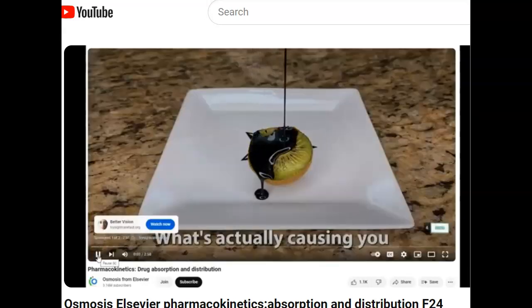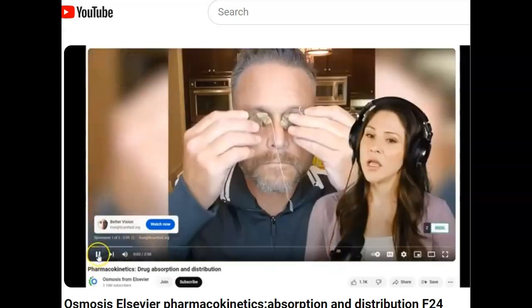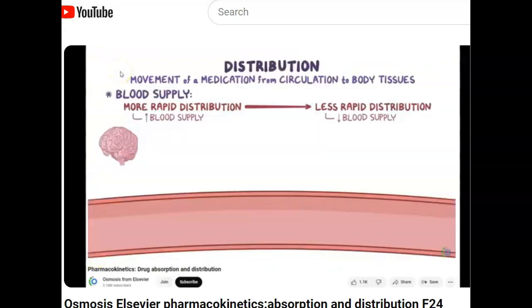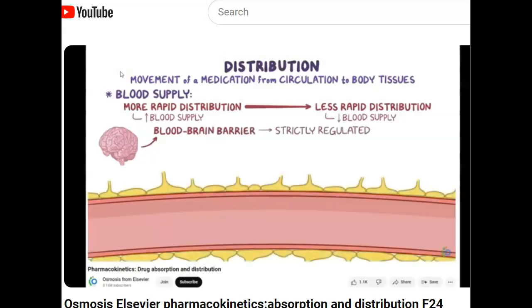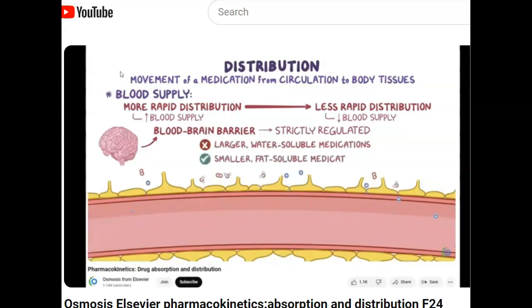What's actually causing you to have blurry vision? It has to go through the so-called blood-brain barrier, which is strictly regulated. Think of the blood-brain barrier as the brain's bouncer, a highly selective membrane that turns away large, water-soluble medications that are floating around in the blood, while letting in smaller, fat-soluble medications.